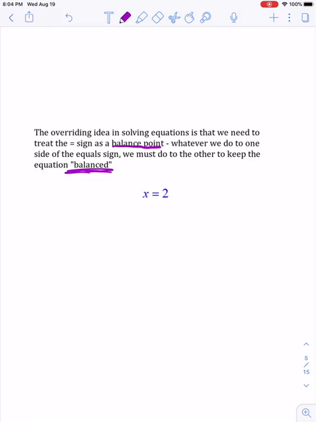to keep the equation balanced. So what I like to do when I'm solving equations is I like to draw a line down my equal sign, and whatever I do to one side, I have to do to the other. And that line helps me visualize that balancing point, and I'll show you what I mean when we solve some equations.